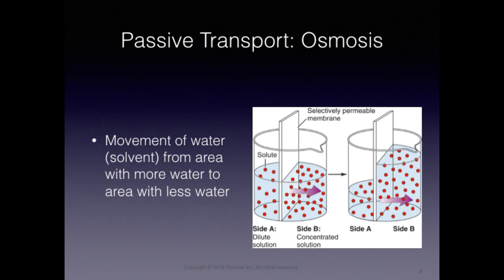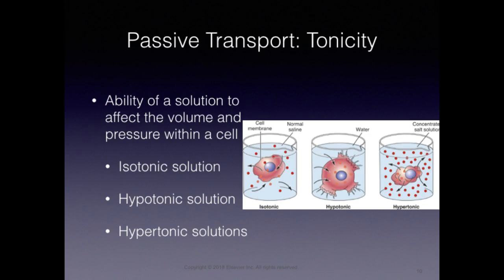Semi-permeable means selectively permeable. It only allows the passage of some substances while restricting the passage of others. So in this case, we've got water moving from an area of more water to an area of less water. The ability of a solution to affect the volume and pressure within the cell is called tonicity. So what we're looking at here is a red blood cell that is placed in an isotonic solution.